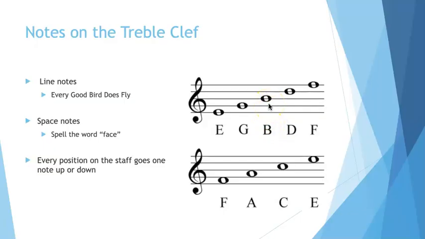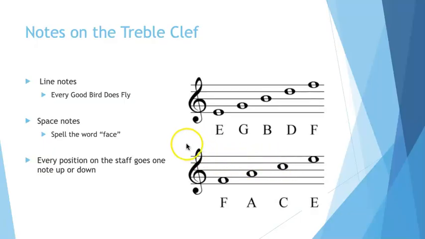The second trick is for when the notes are on any of the 4 spaces. In the treble clef, the 4 spaces spell the word face. So let's say we found a pitch and it's on the 3rd space from the bottom. I would count up that word face, F-A-C, and that's how I would determine that.